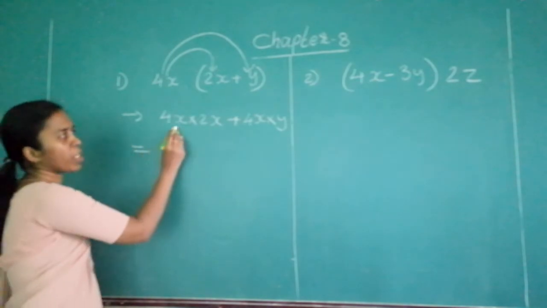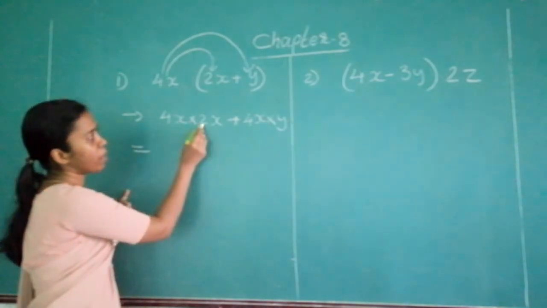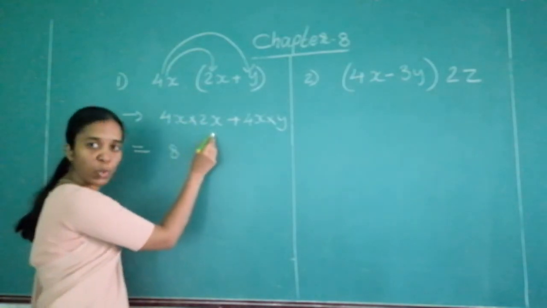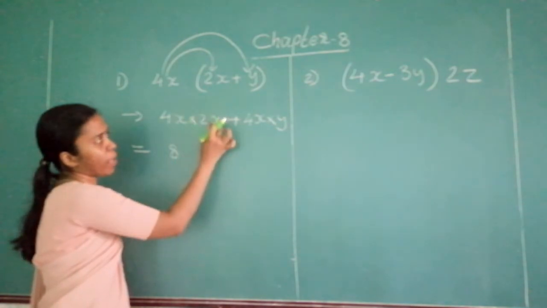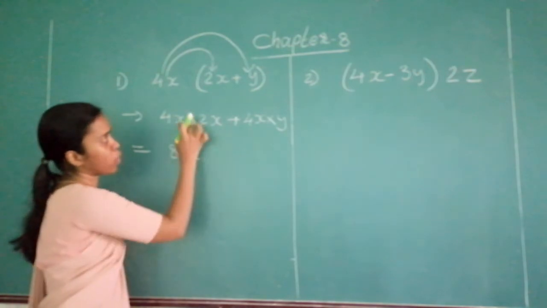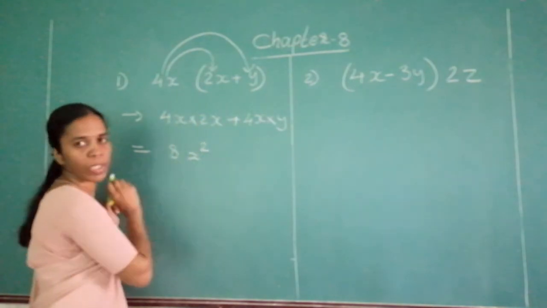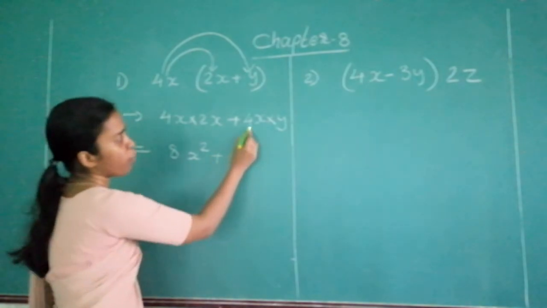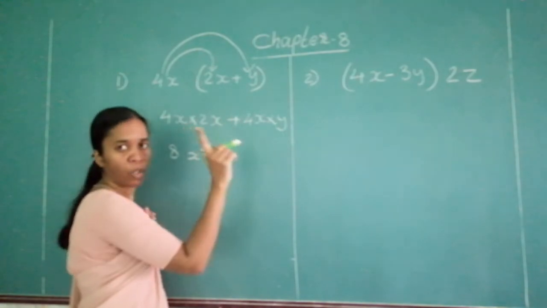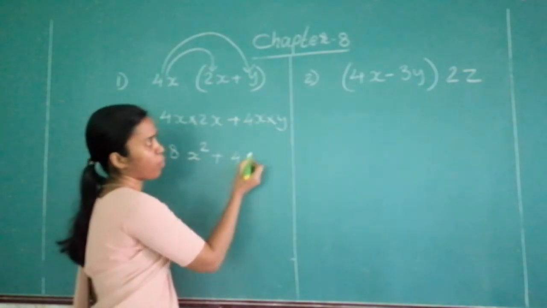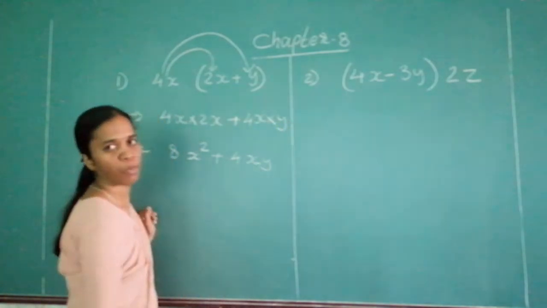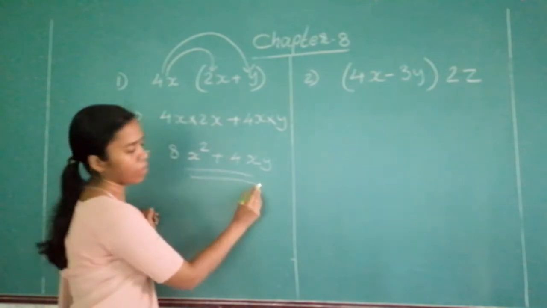Now you know how to do it. Monomial with monomial, multiply the numbers. 4 into 2, 2 4s are 8. x into x: a raised to m into a raised to n is equal to a raised to m plus n. That is x raised to 1 plus 1, that is 2, that is x square. Plus 4 into, if there is no number written, no coefficient written, what is there? Always 1. So 4 into 1 is 4. These are different variables, so they will be written x and y. So this is the answer.